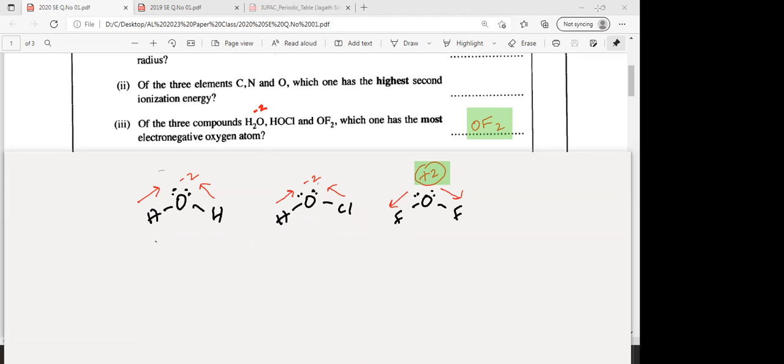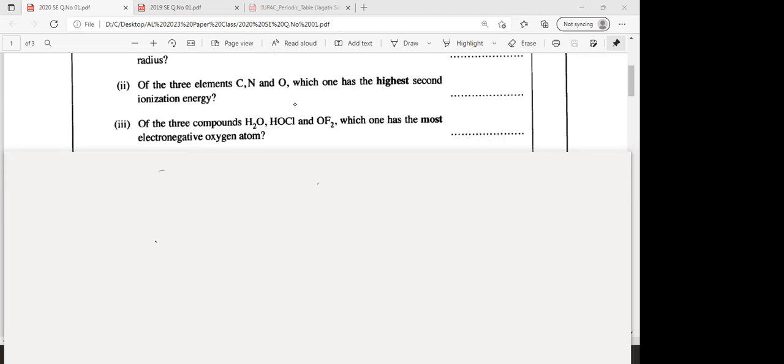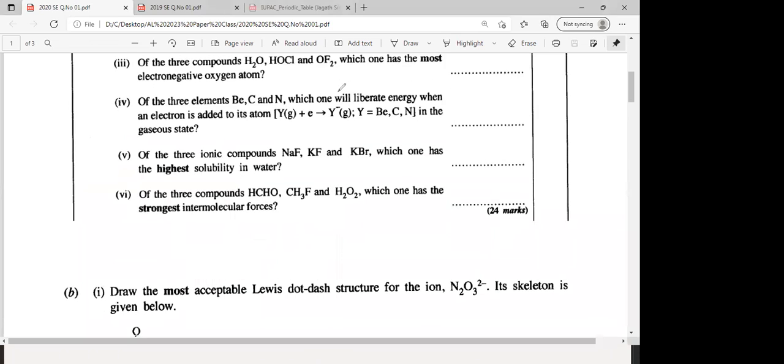Okay, so you understood, right? Always, when they ask the electronegativity of the same atom or the same element, you should check what? Charge, oxidation number, and hybridization. Those are the 3 things. Then part 4: of the 3 elements, which one will liberate energy when an electron is added in the gaseous state?